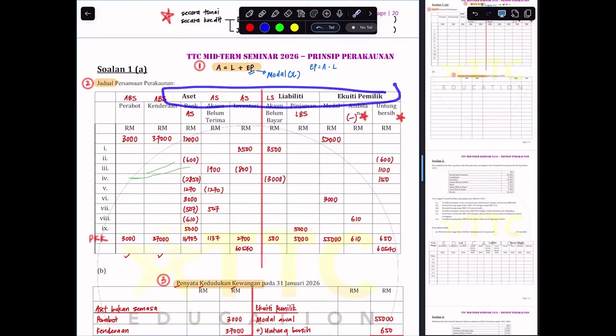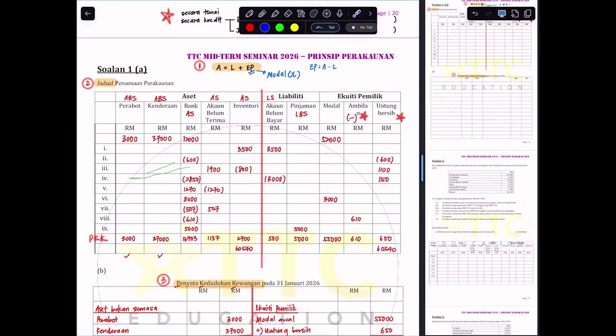Anyone else? Asset, liability, EP, hasil, belanja. What's missing here? Yes, hasil and belanja. But is it possible that because I don't have any space here, I'm not going to record it, just forget about it? No, right? Because we need to record whatever happened in a company to find out the accurate, the actual untung and rugi, the actual profit and loss.